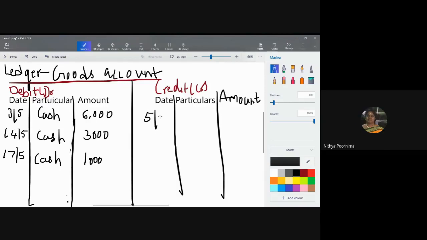5th May. How much? Cash account. How much? 4,000. Next, goods to which account? Cash itself. On 16th May. How much? 2,000. Now can you balance the problem?